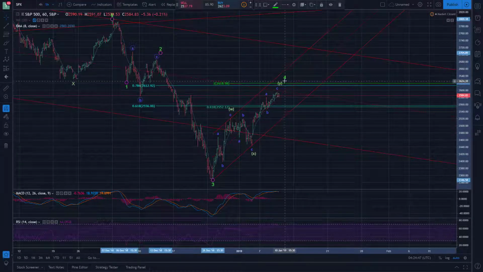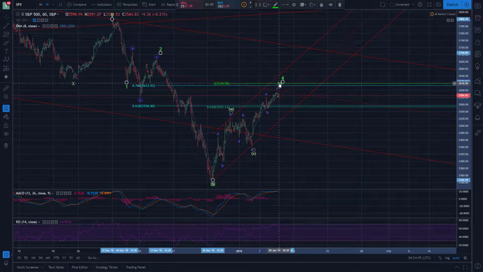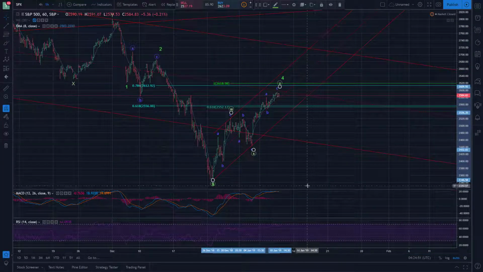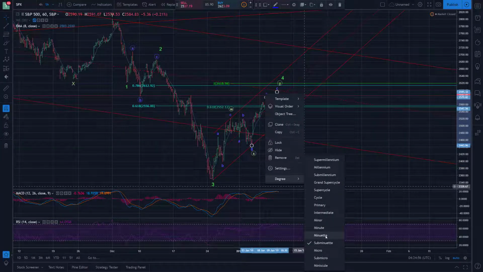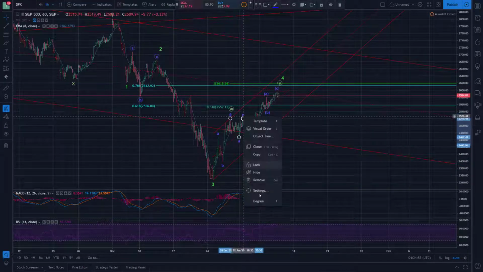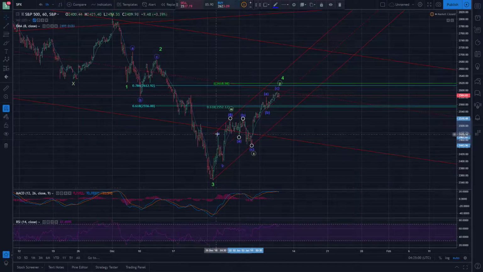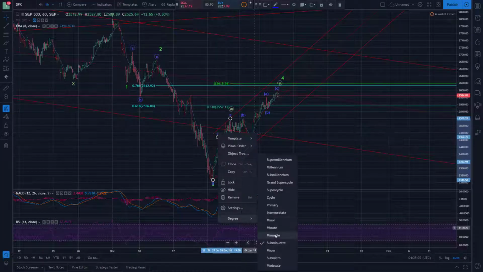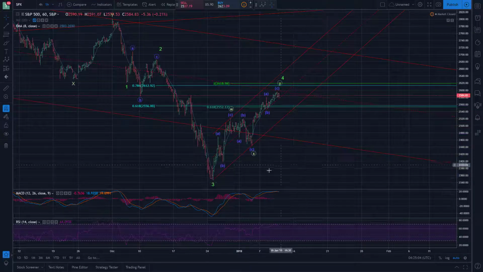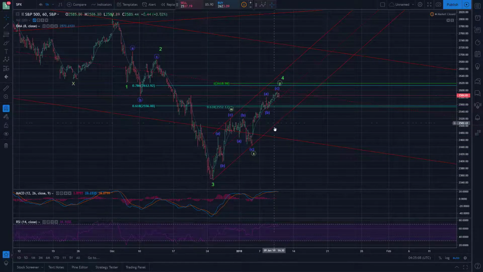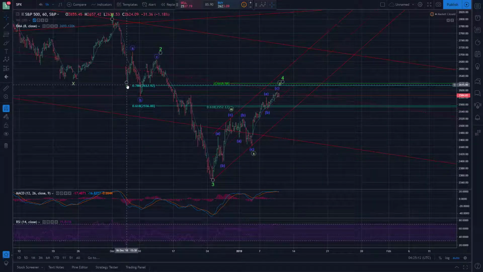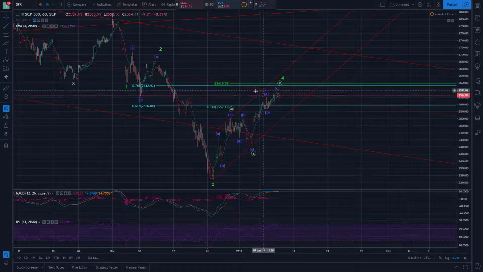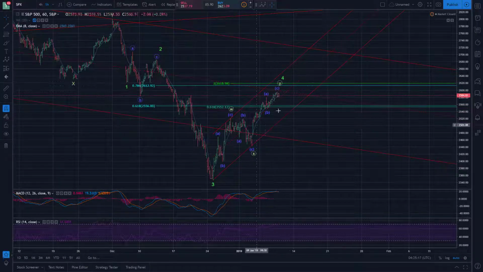Okay, so let me just make some adjustments to the degree here. This should just be minute. These should be minuette. Minor details here, but just trying to keep it clean. All right, so that being said, 1 down, 2 up, 3 down. Working our 4 as long as we don't overlap with this level right here, so 26.21.53, which we have not done. That would invalidate this particular wave count.